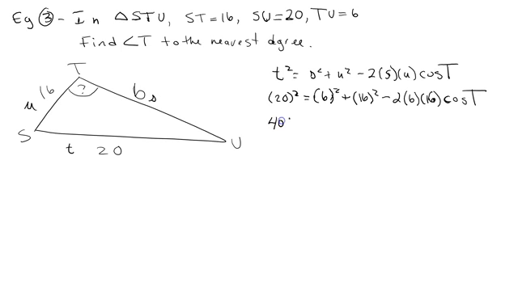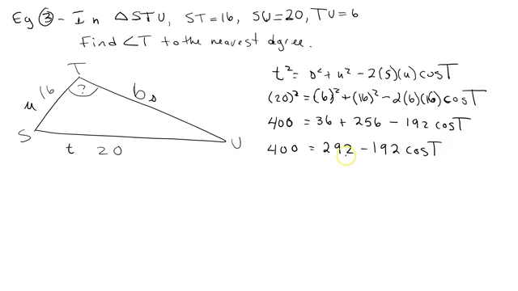So this is 400 equals 36 plus 256 minus 192 cos T. Similar numbers, but a little bit different. So that is 400, and I'm just going to simplify. 36 plus 256 is 292 minus 192 cos T.